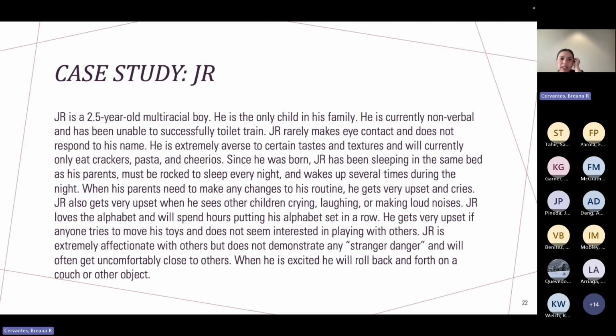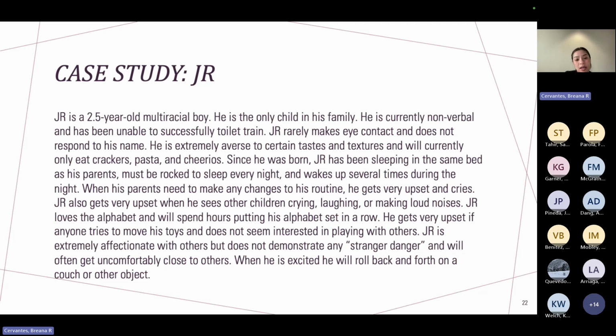Okay. JR is a 2.5-year-old multiracial boy. He is the only child in his family. He's currently nonverbal and has been unsuccessfully toilet trained. JR rarely makes eye contact and does not respond to his name. He's extremely averse to certain tastes and textures and will currently only eat crackers, pasta, and Cheerios. Since he was born, JR has been sleeping in the same bed as his parents, must be rocked to sleep every night, and wakes up several times during the night. When his parents need to make any changes to his routine, he gets very upset and cries.